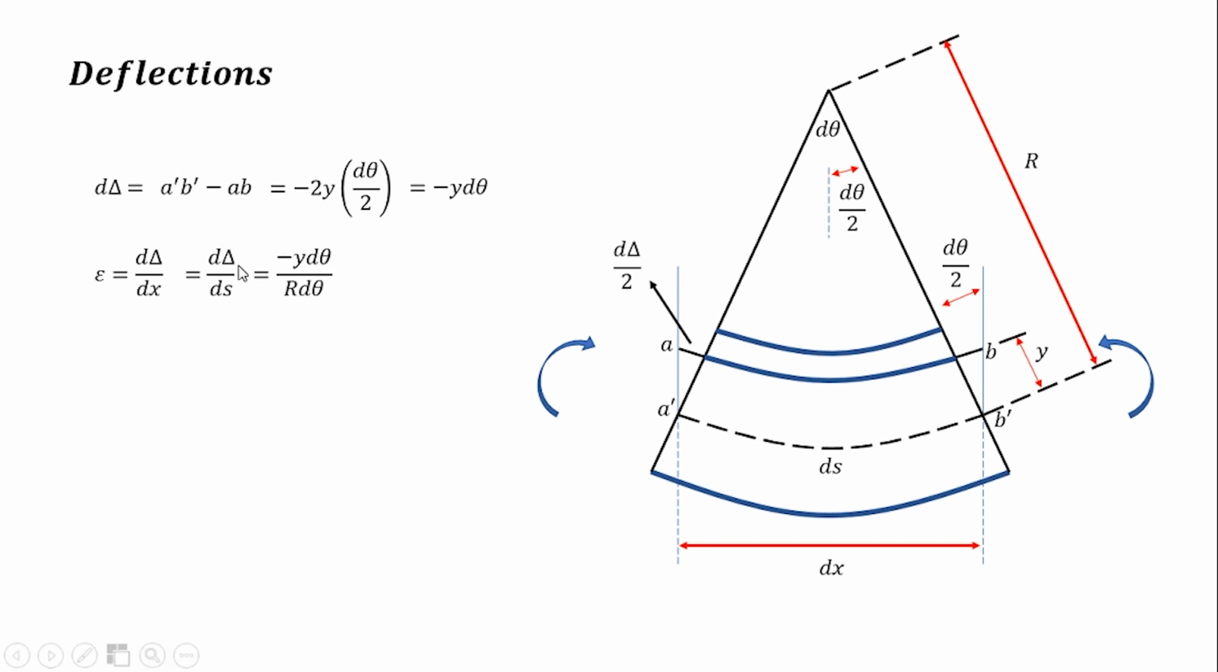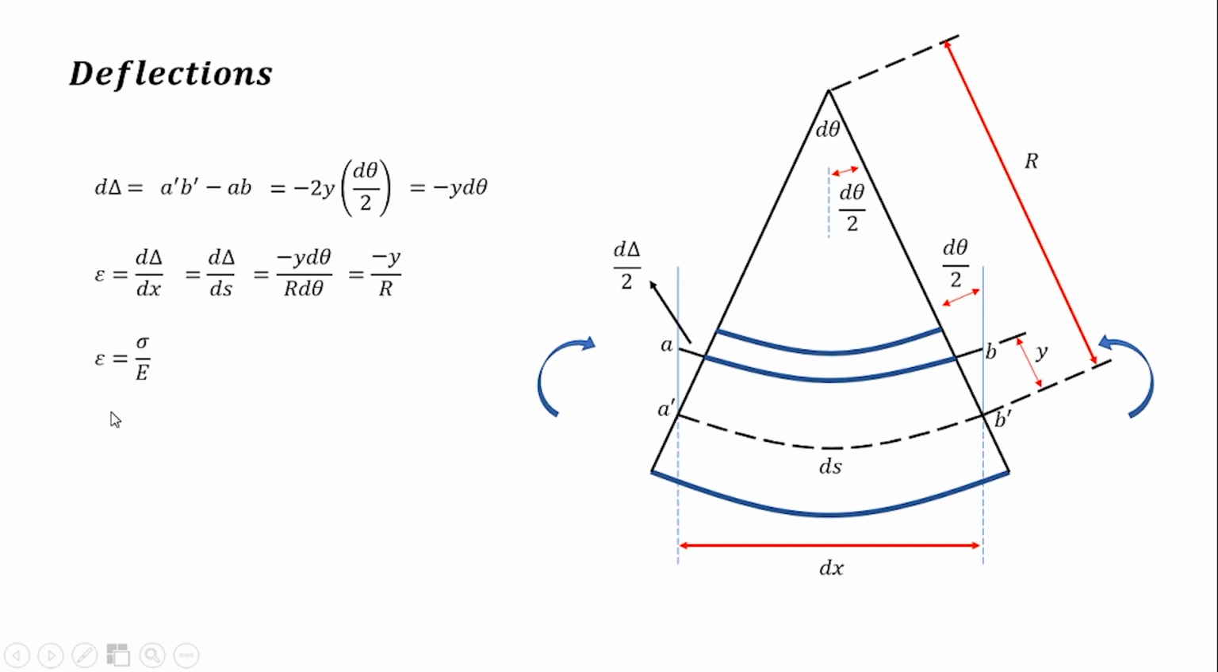Now, for our differential delta, nakuha natin dito na that is negative y d theta. And for our differential s, that is r d theta. Or yung galing nga yan sa arc length natin or r theta. So, this time, yung ginamit natin na angle is differential theta, kaya r d theta. So, magkakancel yung d theta. Ang maiiwan now, for our epsilon or strain, that is negative y all over r, where this r is the radius of the curvature.